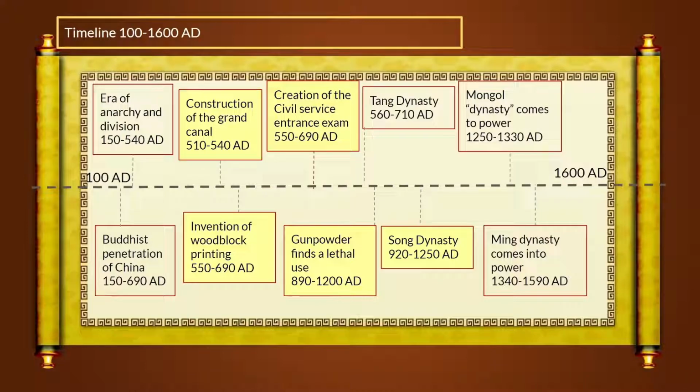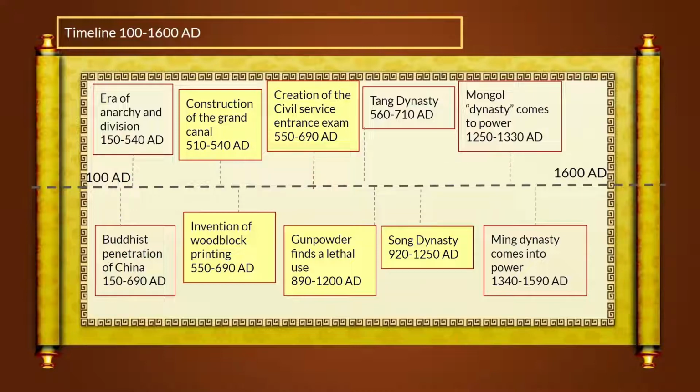The creation of the civil service entrance exam, which I'll get into later, basically just allows more diversity within the social structure. And then the Tang dynasty from 560 to 710, and then gunpowder finds a lead use. Then the Sung dynasty is created from 920 to 1250 AD.